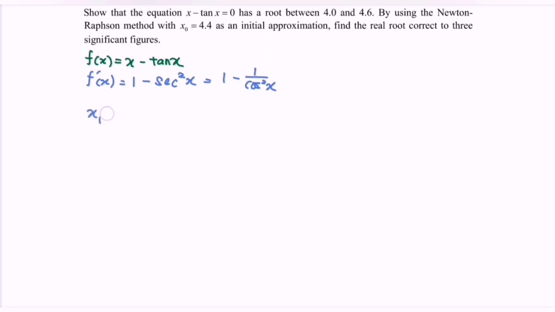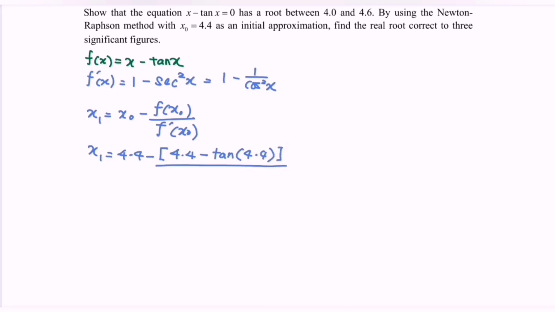So x1 is equal to x0 minus f(x0) over f prime(x0). Kindly substitute the formula. So here we have 4.4 minus, for the function, bracket, 4.4 minus tangent 4.4 radian, over the f prime x, 1 minus 1 over cos square, bracket, 4.4. Kindly refer to the calculator and we will have the answer, which is 4.53598.